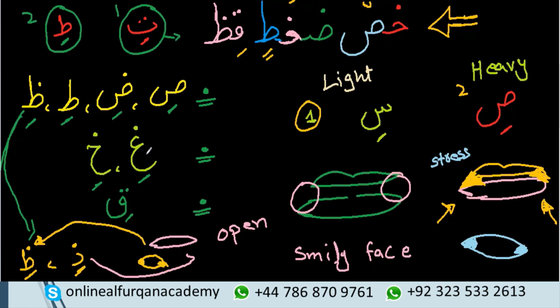And then we have ri, khi, qi. All these letters, when we pronounce them with kasra, we have to make the stress on the edges of the lips. Fine?